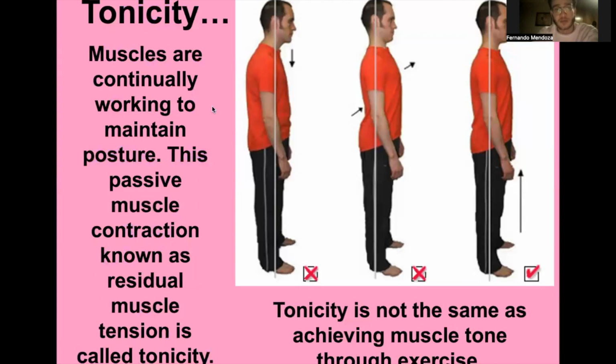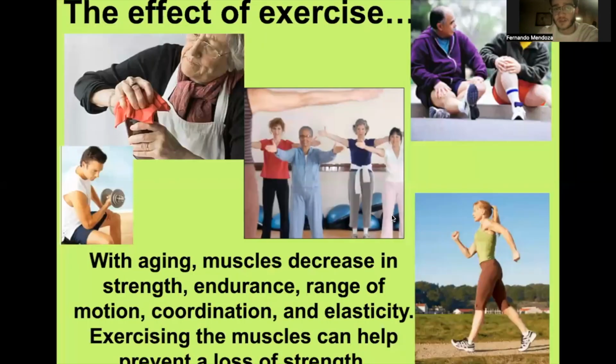Tonicity. The muscles are continually working to maintain a posture. This is passive muscle contraction known as residual muscle tension, called tonicity. Tonicity is not the same as achieving muscle tone through exercise. Tonicity is just to remain in a good posture with minimum effort or without effort. Achieving muscle tone is thanks to exercise, not to tonicity.